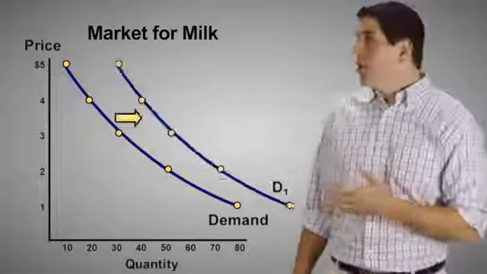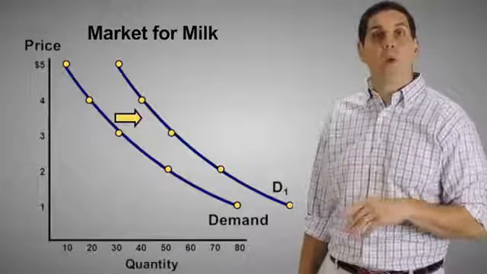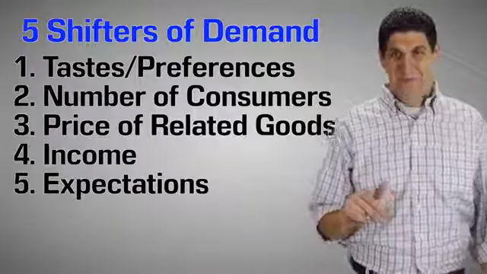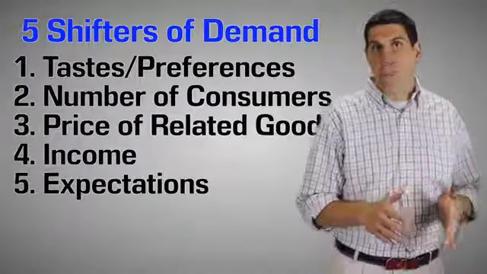The opposite is an increase in demand, and so at every single price, people want to buy more, so the demand curve shifts to the right. Now there's 5 shifters or determinants of demand.